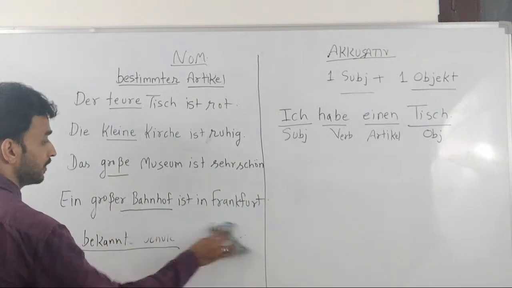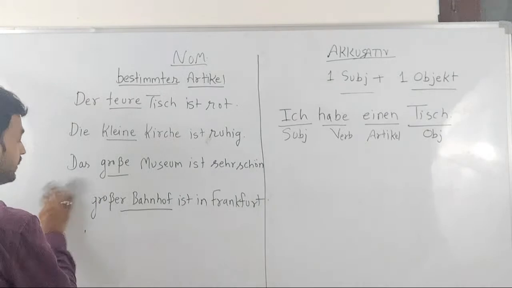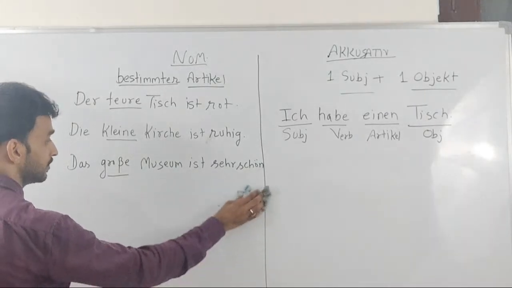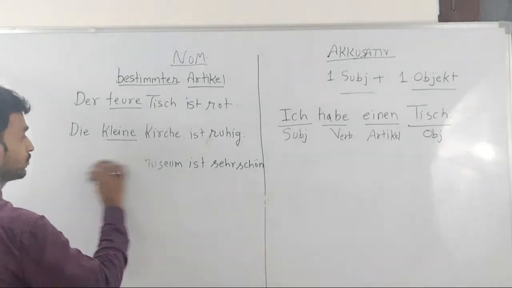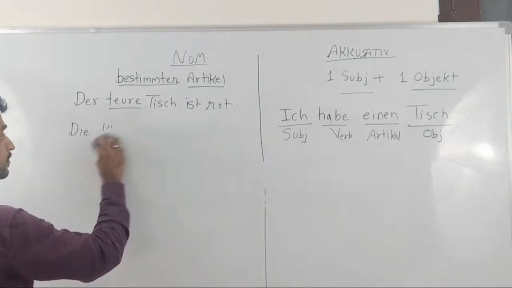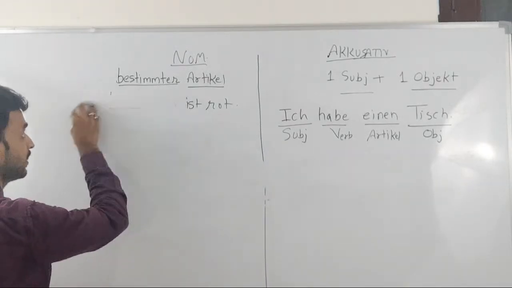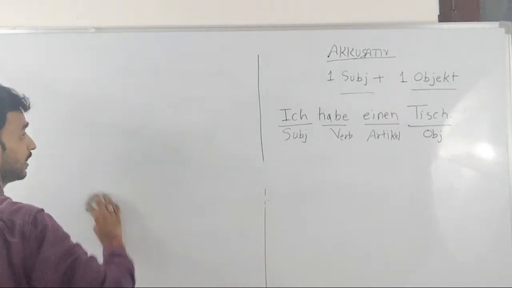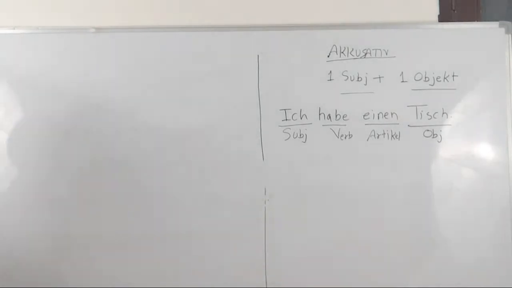I have a table. Ich habe einen Tisch. Here I is the subject and what do I have? A table. This is my object. So it is the accusative case. Ich habe einen Tisch. This is my accusative sentence. I will write one more sentence.